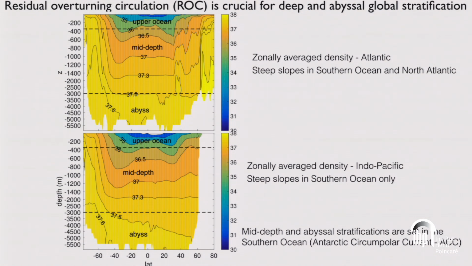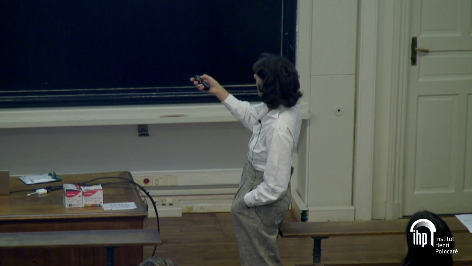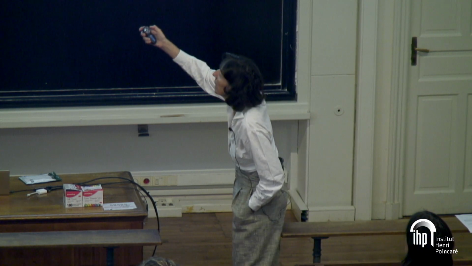Okay, now one important thing to see is that obviously deep and abyssal stratification is made in the circumpolar ocean. So you see that these slopes are very steep globally, in the circumpolar region. And I will show you numerical experiments that show that if you take the circumpolar region away, then you don't have the steep slope and you don't have deep and abyssal stratification. Okay? And I will try to explain to you why that is. But the important thing is you look at this and it's clear.